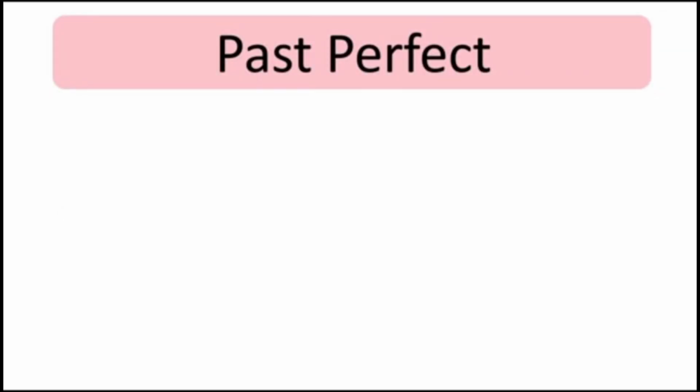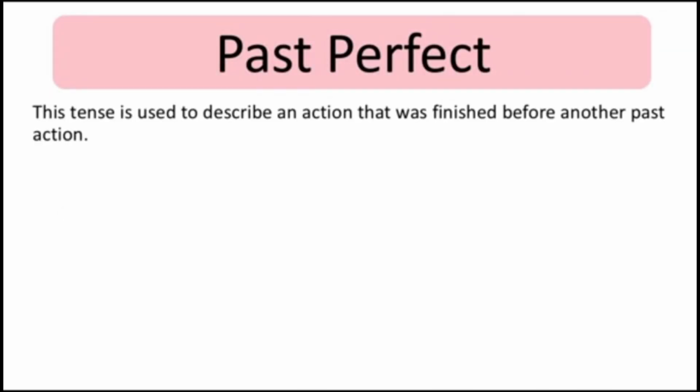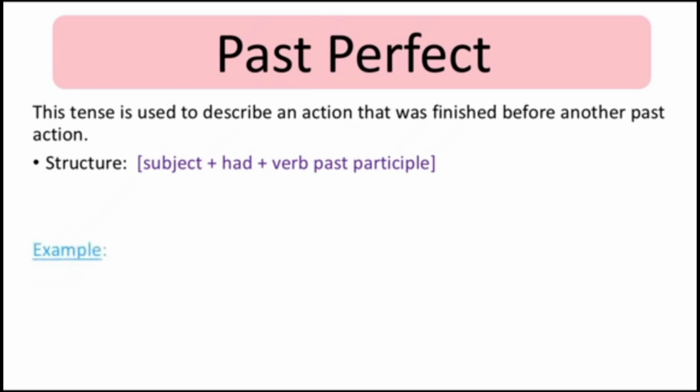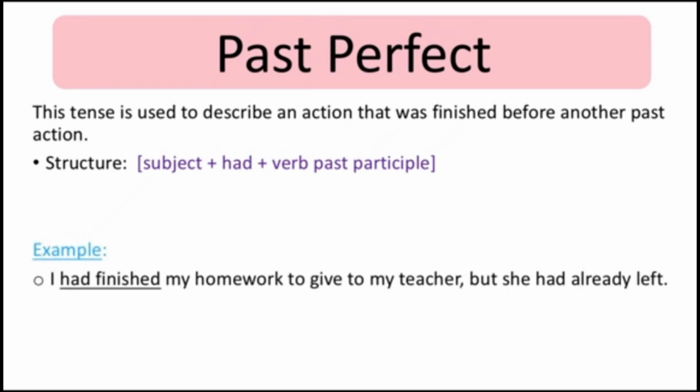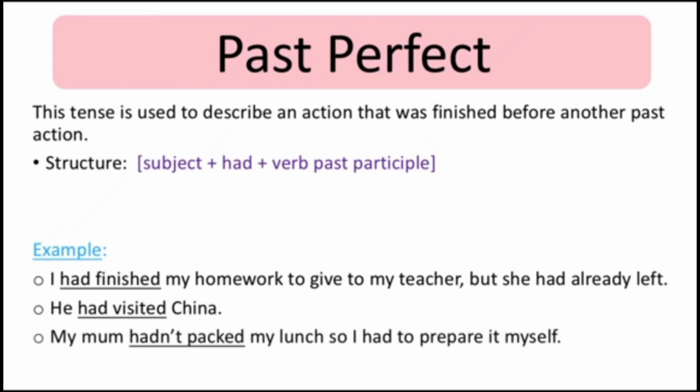Past perfect. This tense is used to describe an action that was finished before another past action. The structure is subject plus had plus verb past participle. For example, I had finished my homework to give to my teacher, but she had already left. He had visited China. My mum hadn't packed my lunch, so I had to prepare it myself.